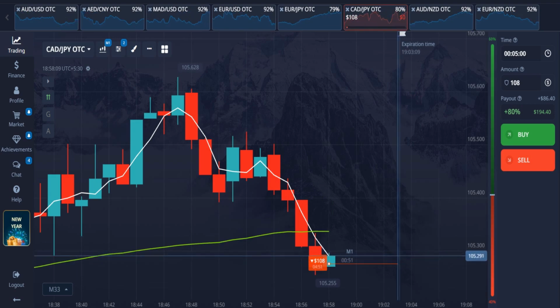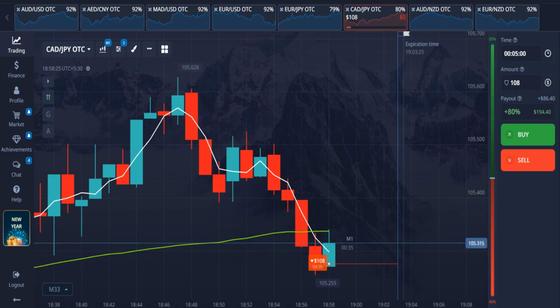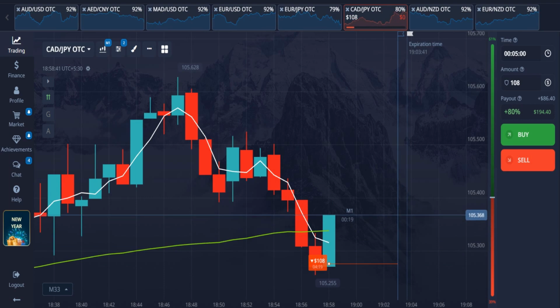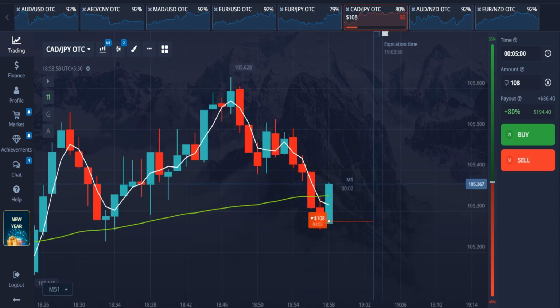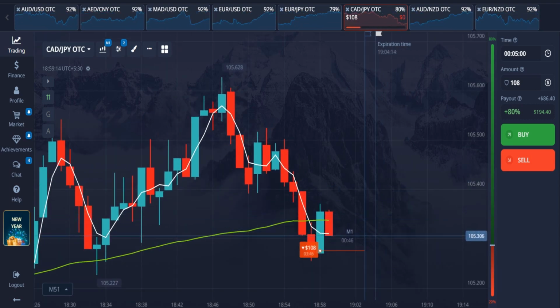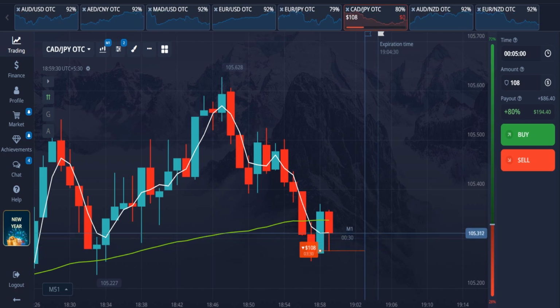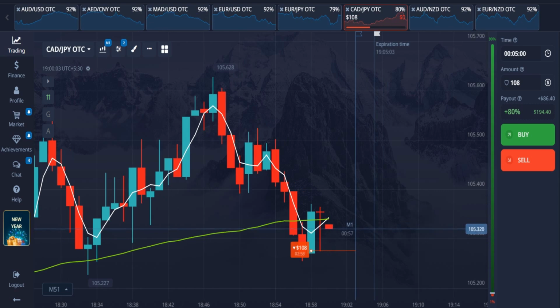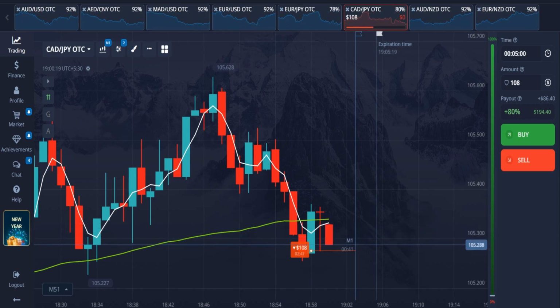Here's our next setup. The price is below the red SMA line, confirming a bearish trend. The white SMA line has crossed the red SMA line and is moving downward. We've also received confirmation with a bearish candle, which makes this the perfect opportunity to take a sell trade with a 5-minute expiry. Let's place the trade and see how it plays out.